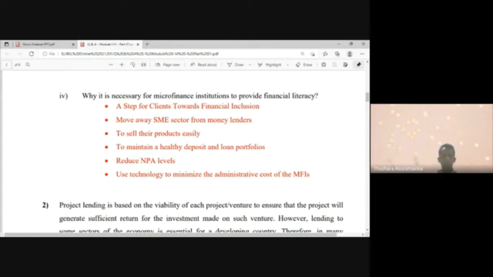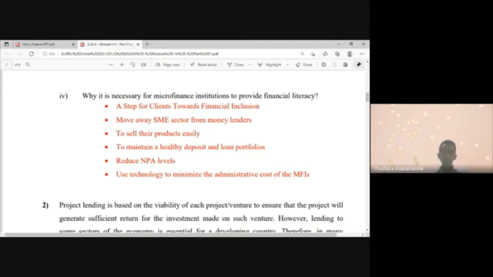I can take a loan, I have to pay it back regularly. Then only can I get another loan, which in turn helps me, the organization and society. So that's what literacy is all about. Reduce delinquent loans, reduce non-performing assets. Right? So that also can be done.